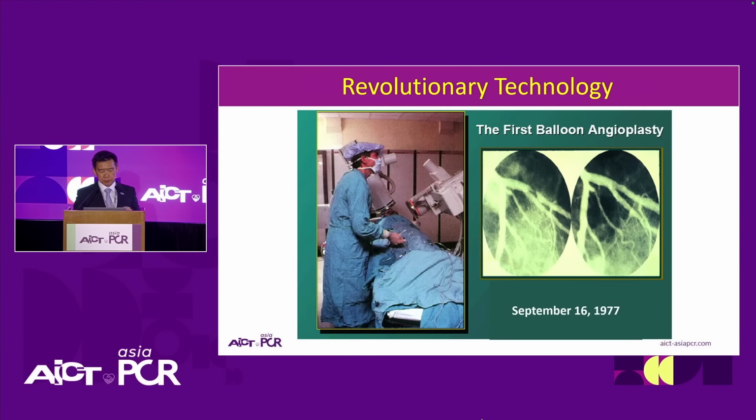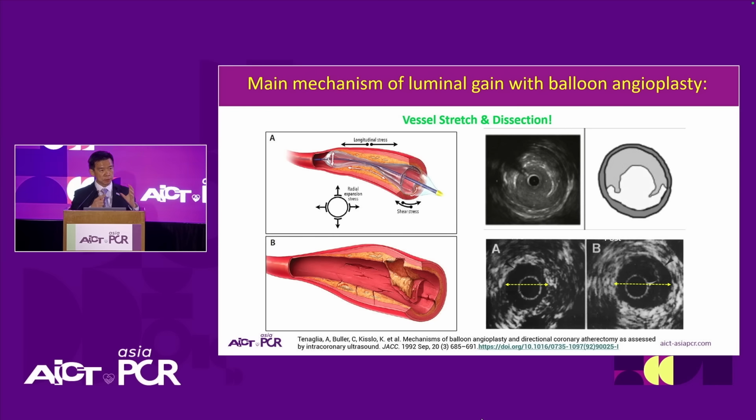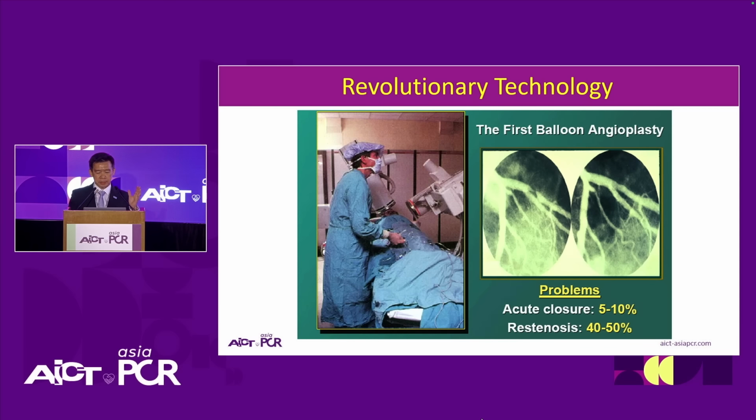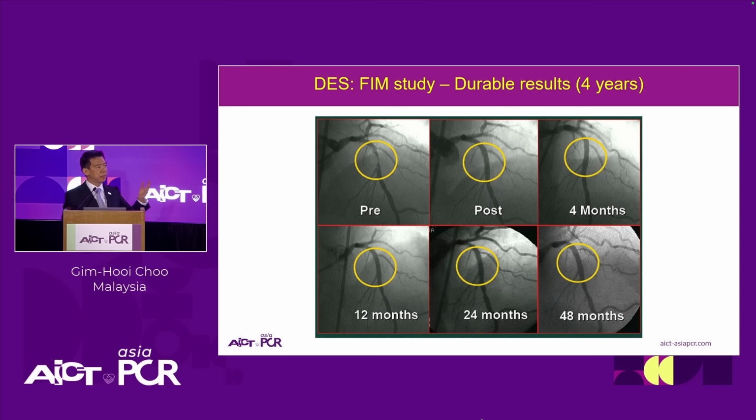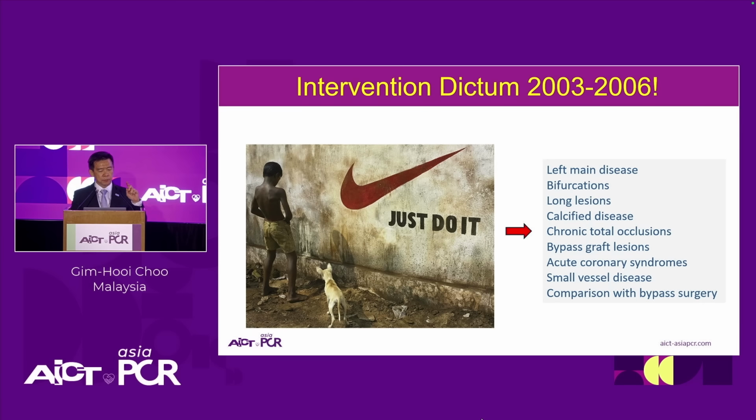So when we saw this result by Andreas Grüntzig 50 years ago, that beautiful result in the proximal LAD was actually due to both vessel stretch and dissection. The only problem with that dissection is that you have problems with acute closure, and of course, POBA is not the best in terms of restenosis risk. When we had DES, we thought that was a panacea of all our ills, and the results had lasted until 4 years. But then only we realized that, you have a full bladder, you got to go.